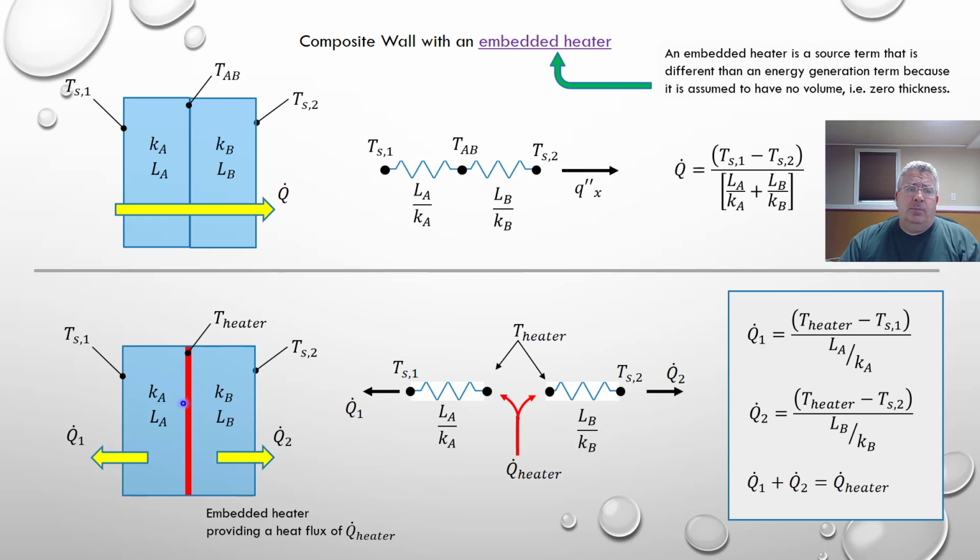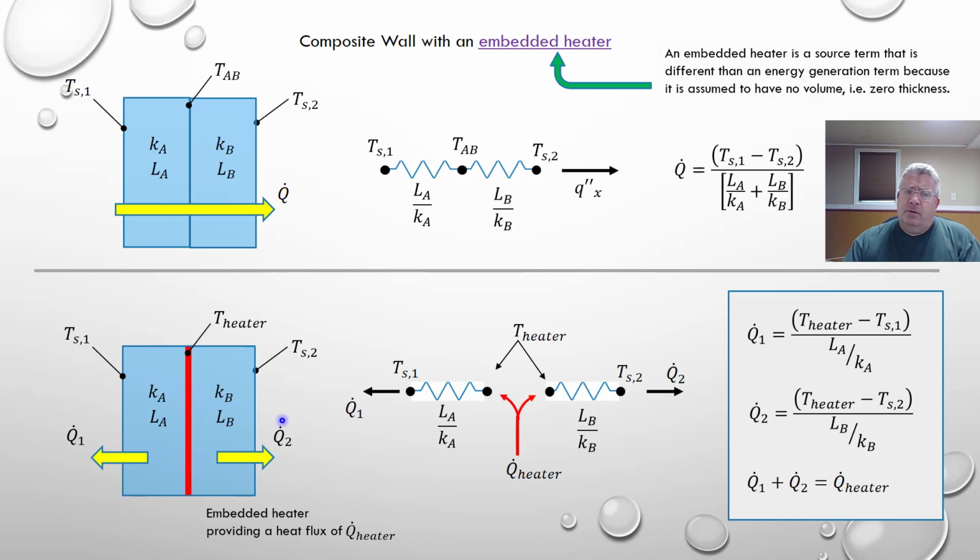We could put a thin foil heater, as it's sometimes called in different textbooks, sandwiched in the middle of two plates of different material. So it looks very much like the composite wall, except there's a source of heat coming in here. And if the source of heat makes the temperature of the heater greater than either TS1 or TS2, you'd have this situation where energy is flowing both out the left-hand wall and out the right-hand wall.